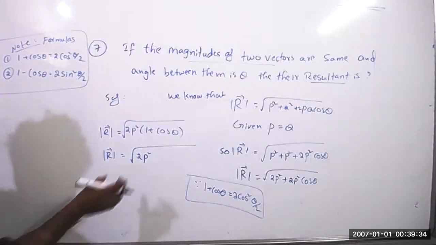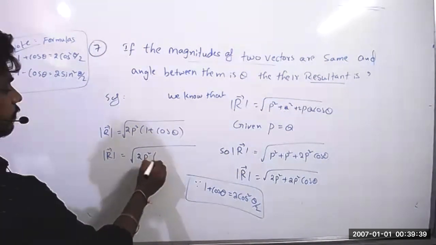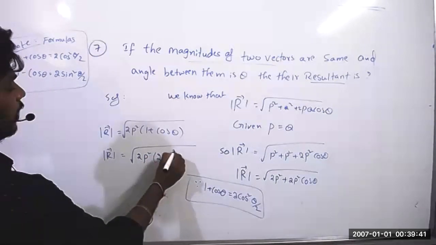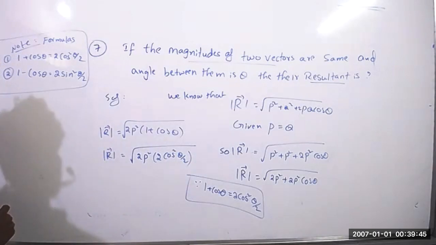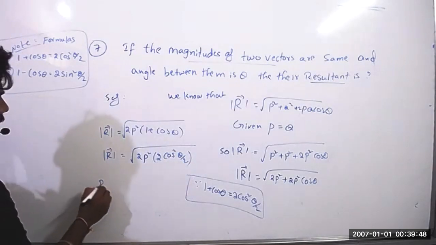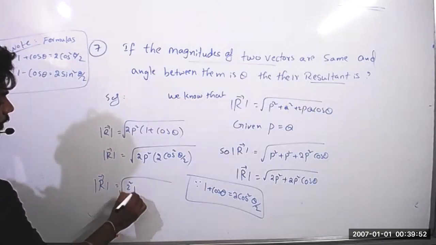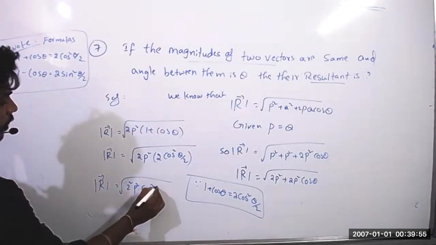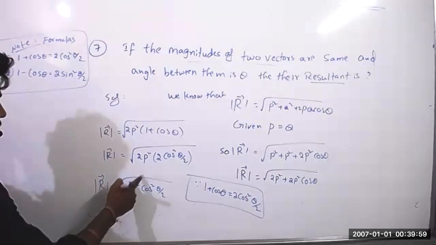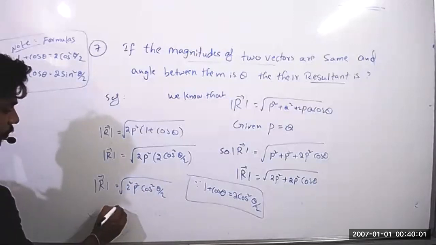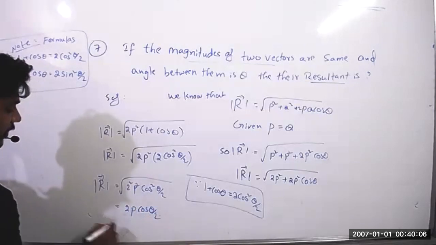Now see, 1 plus cos theta, what can you write? 1 plus cos theta will be 2 cos square theta by 2. Now if the two vectors have the same magnitude P, then P square plus P square is 2 P square, and 2 P square cos theta... 2 into 2 is 4, so we can write 2 square. So 2 square P square cos square theta by 2, all will come out as 2 P cos theta by 2. Right?